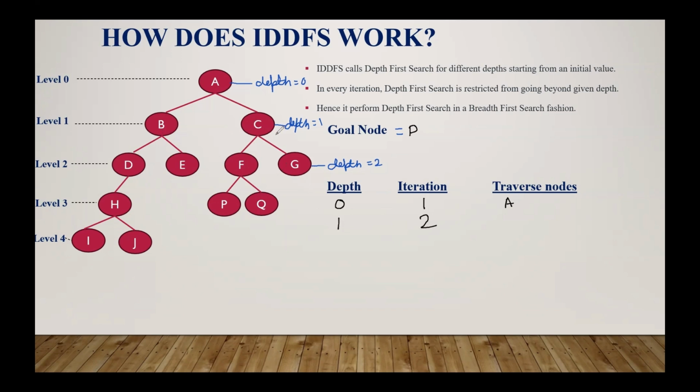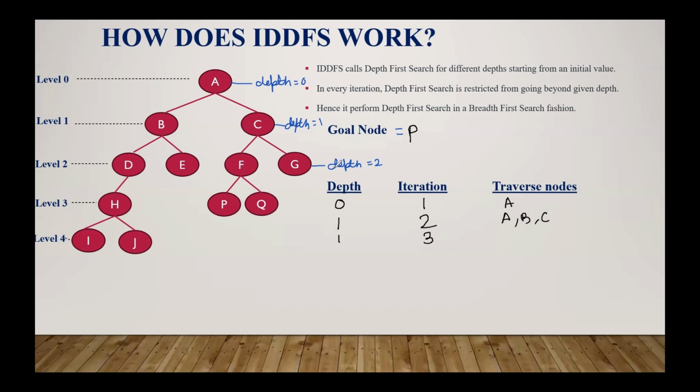So here the depth limit is 1. So what are the nodes it will be traversed? A, B, C. Our searching element is P. Till now we have not reached it. Then the iteration is increased by 1 and the depth is also increased by 1.